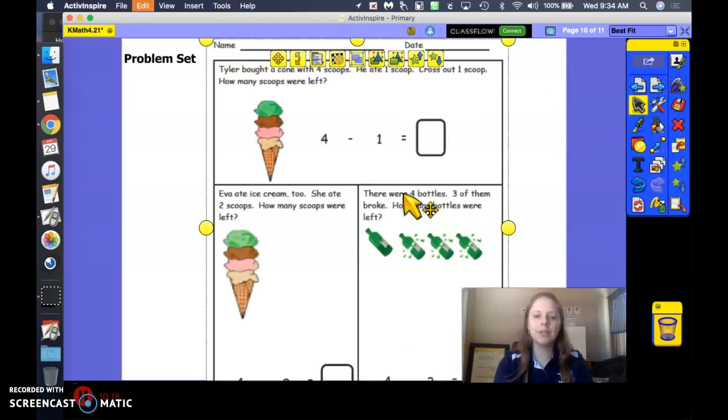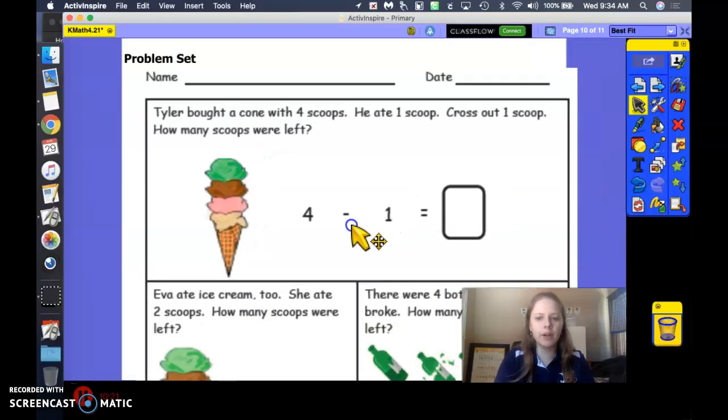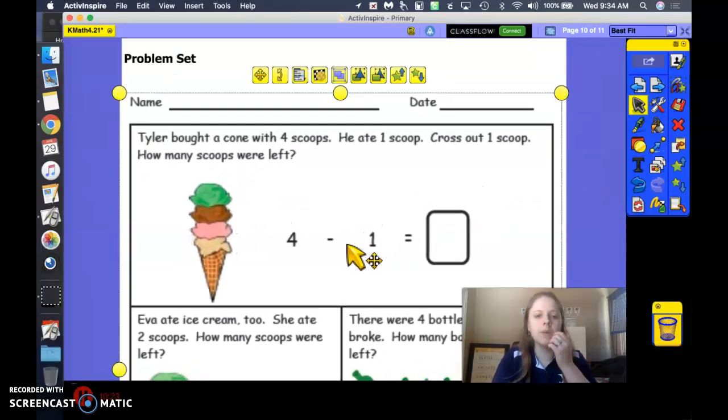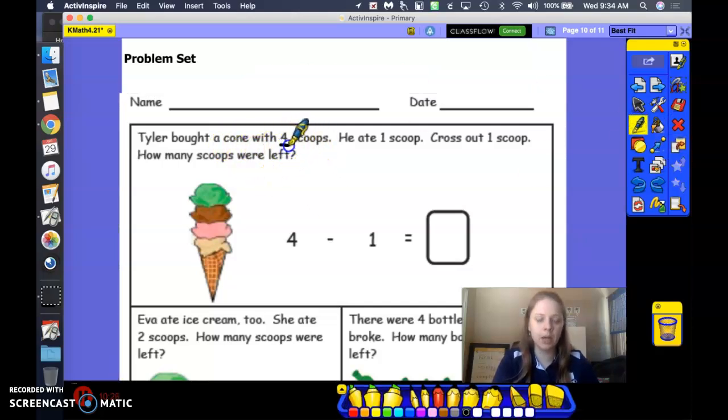I love ice cream. Let me make this a little bit bigger for you. Perfect. All right, Tyler bought a cone with 4 scoops. Ooh, I see a number there. I'm gonna put a little line under it. Let's change our color so you can see it. Orange. All right, 4 scoops. He ate 1 scoop. I'm gonna cross out that because that's how many he ate.